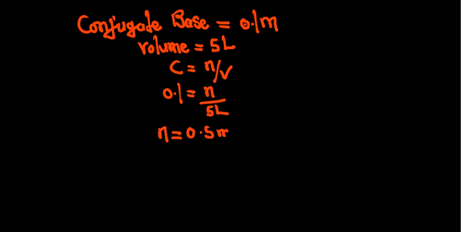So after getting 0.5 moles, what am I supposed to get? I'm trying to find the volume. To find the volume of the conjugate base that was participating in the formation of this buffer, what are we going to do? We know that concentration also is equal to the number of moles over the volume. What are the moles I found? I just found the moles of this conjugate base as 0.5.